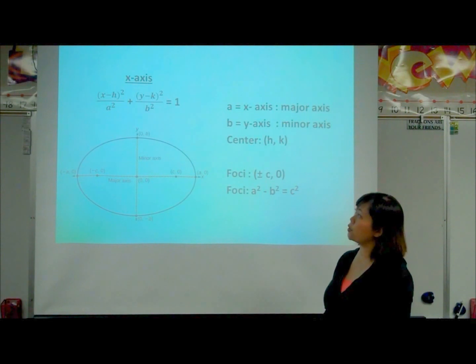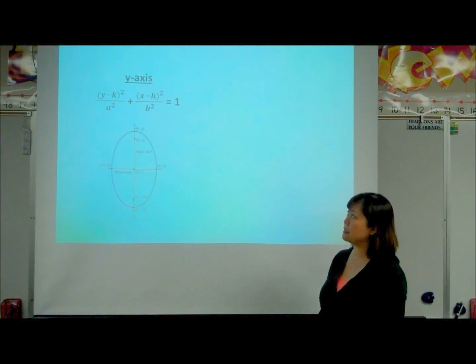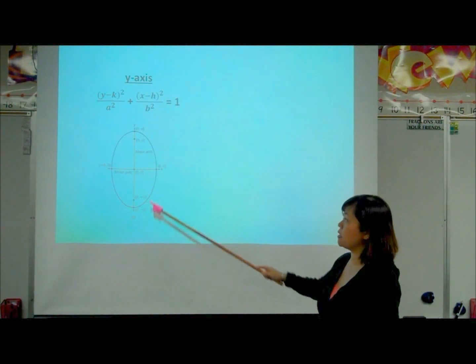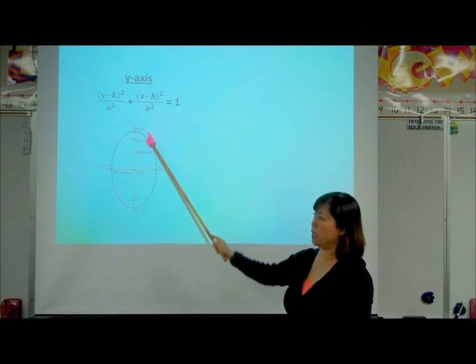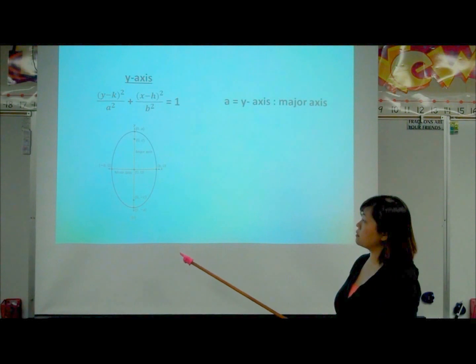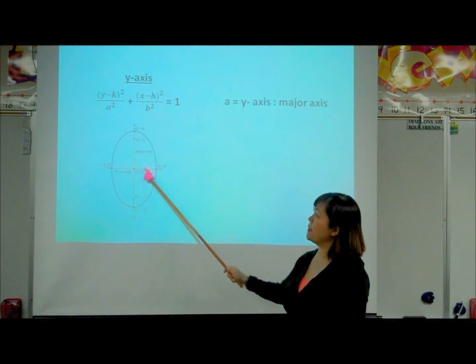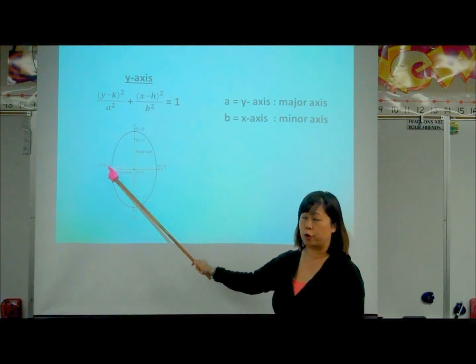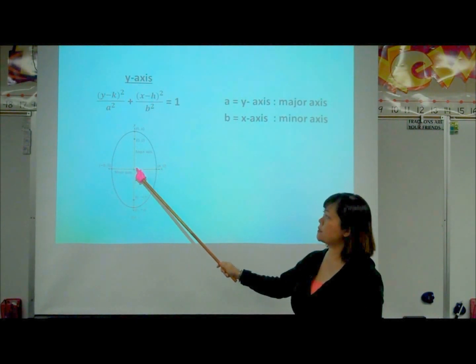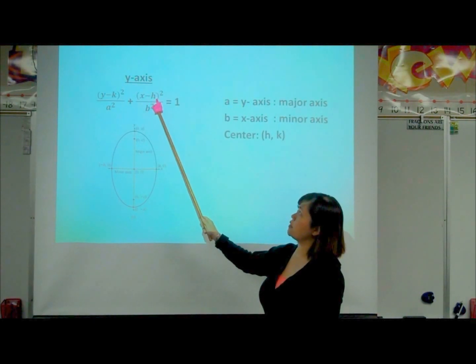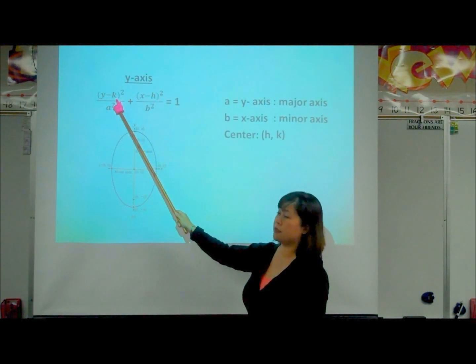Okay? Now let's go to the other axis, which is the y-axis. Now y-axis is similar to the x-axis. The only difference now is the y side is the longer side right here. So because the y side is the longer side, we're going to call it the major axis. On this side right here, this is going to be the minor axis, because obviously that's the shorter side. We still need the center. And so the center is still the h and k, so notice that this h is on this side and the k is on this side.